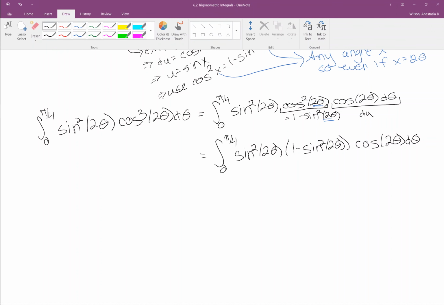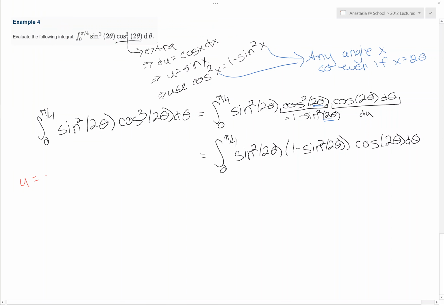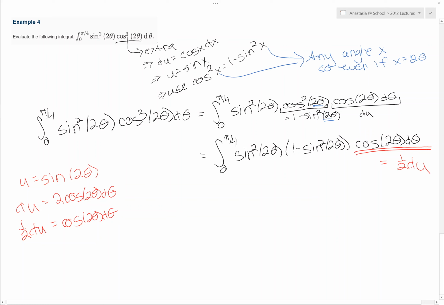Now let's go ahead and pick our substitution. u is going to be the sine of 2 theta. du is going to be 2 cosine of 2 theta d theta. We will divide both sides by the 2 to get 1/2 du is equal to the cosine of 2 theta d theta, since that is what we have in our integral.